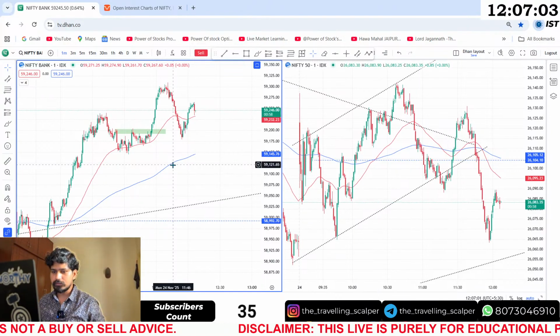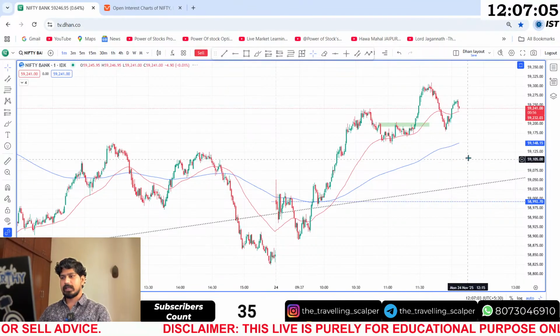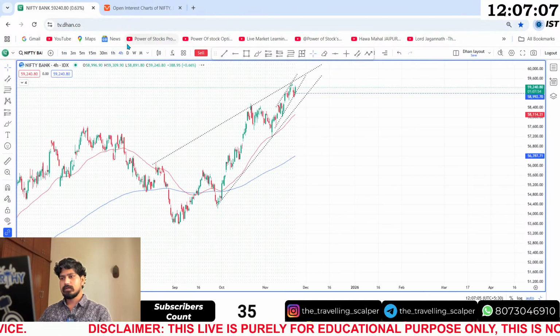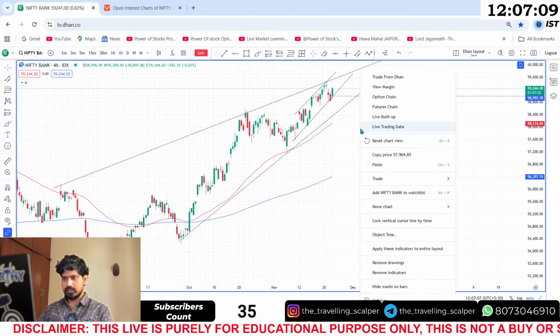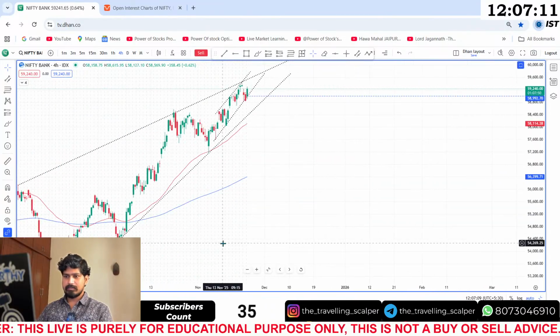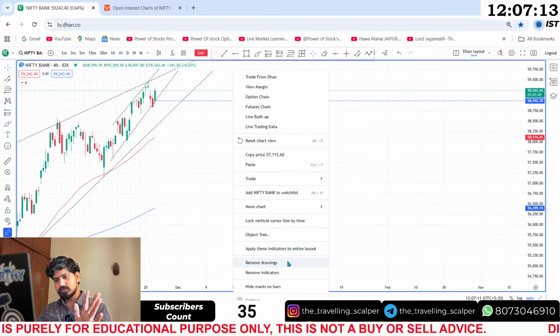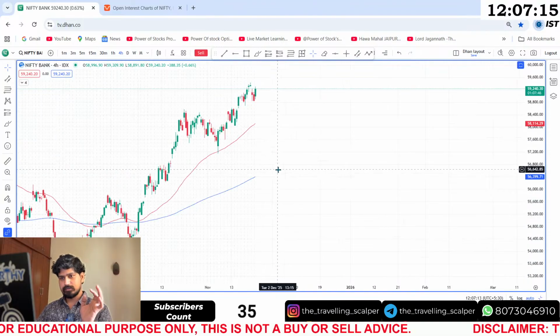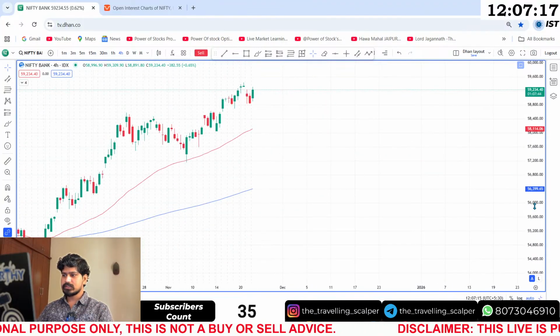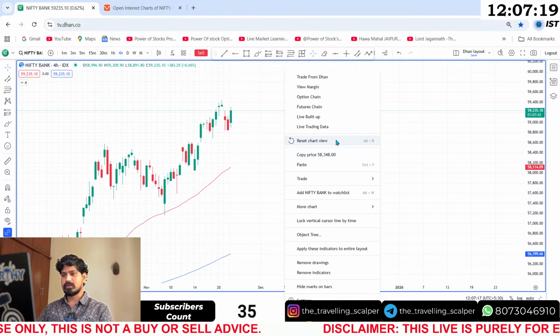So we'll just start with the Bank Nifty chart. Now we'll go to the 4-hour time frame and see what the 4-hour time frame is trying to tell us. The chart is already marked, but I'll remove all the trends so that it will be easy for us to understand. I'll remove all the trends first and do the analysis from scratch to see what exactly it is trying to tell.